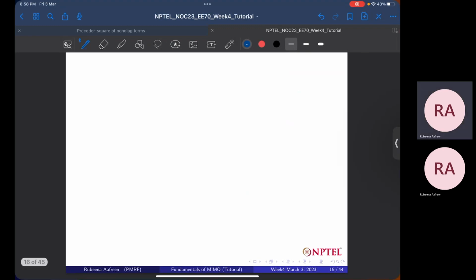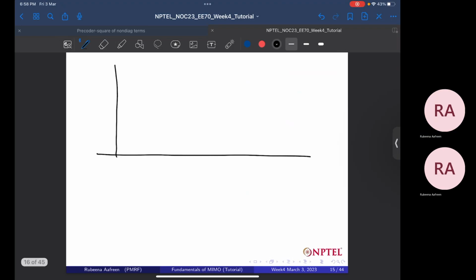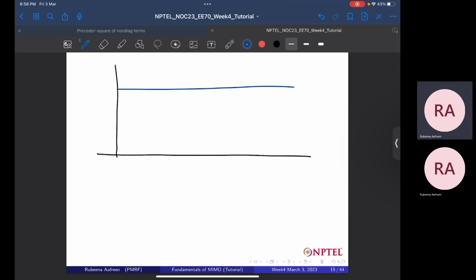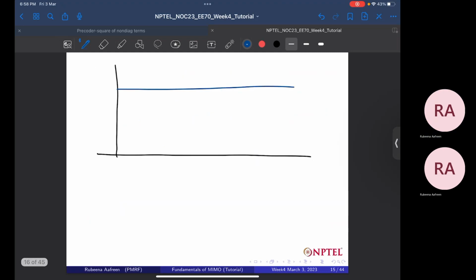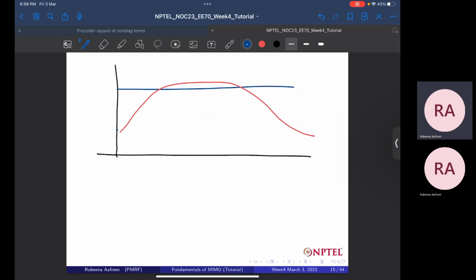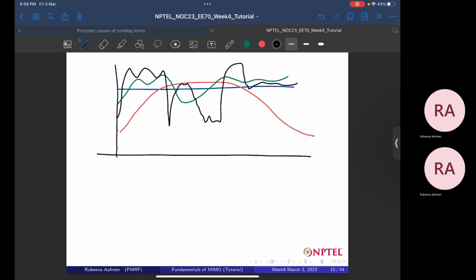So what is happening is, suppose there is only one delay path, that time we saw that the channel is flat fading. Now if we are taking two delays, and if there are a large number of paths, then some frequencies will be more attenuated, and some will be less attenuated. Suppose we have taken a two tap channel. If we increase the number of taps, then more variations will be there, like this.